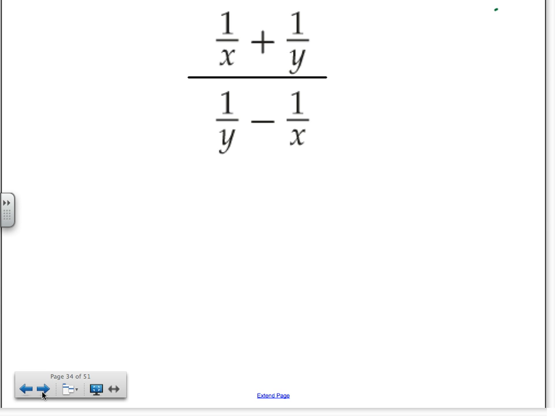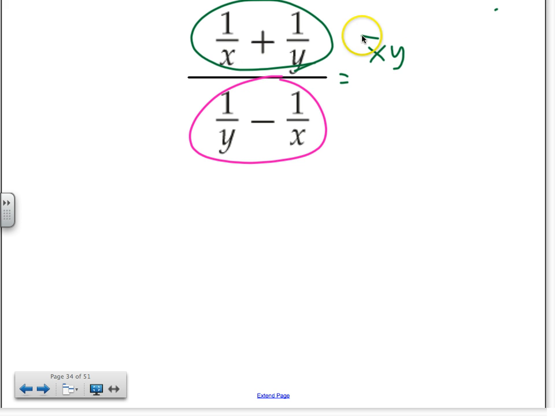Look at this. Can anyone tell me how many groups we have here? 2. So once again, here's the green, and here is the other one. Look at the green. What is the LCD? XY. Okay, and the bottom, YX. Does it matter if it's XY or YX? No. Okay, good. Here's the XY. That's the top, and the bottom, as you can see, is also XY, right?